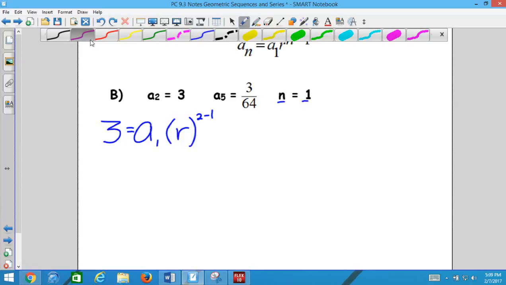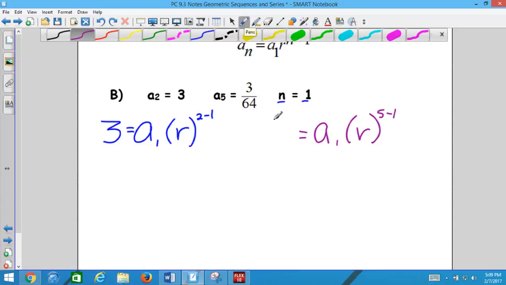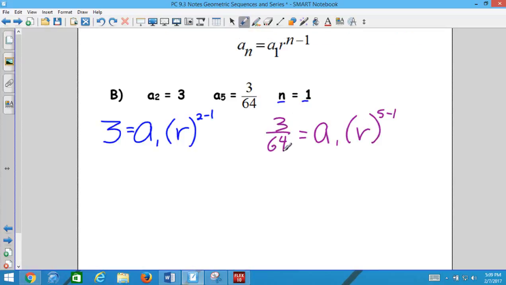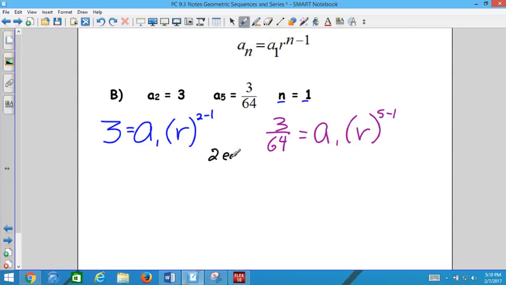So a sub 5 is equal to a sub 1 multiplied by the rate to the 5 minus 1. But I know what a sub 5 is. It is 3 over 64. So what I have is 2 equations with 2 variables.